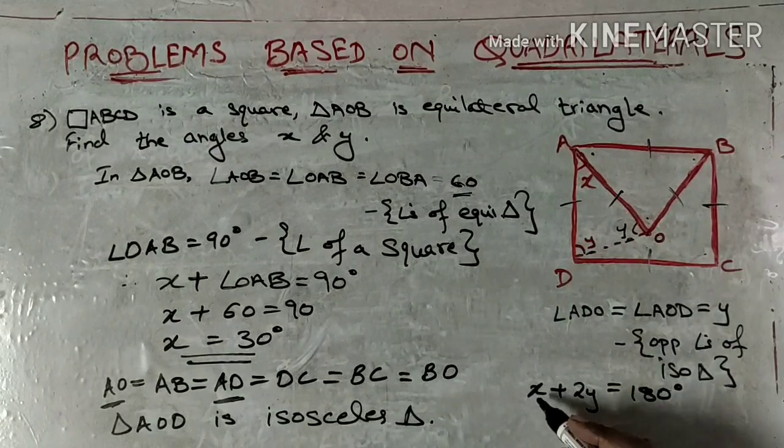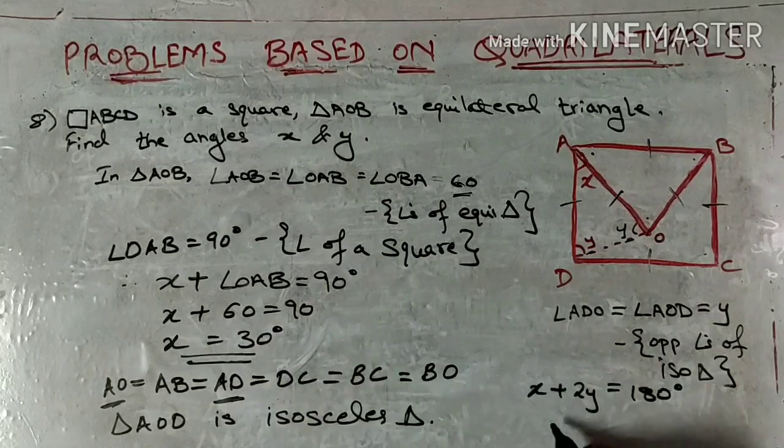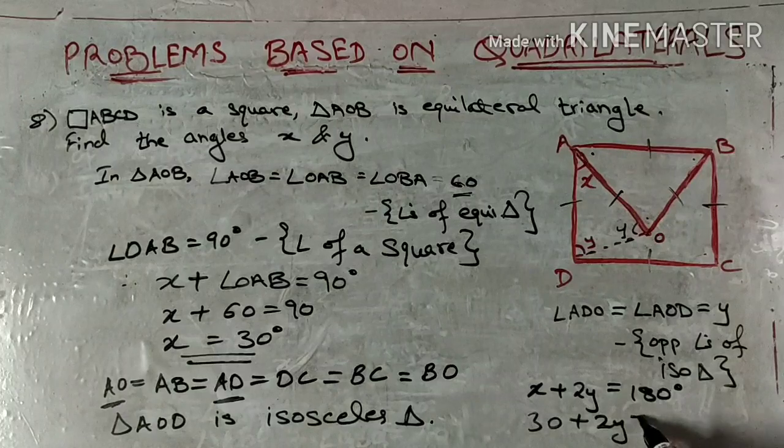We don't know y, and we know x because we have just found x. So 30 plus 2y is equal to 180 degrees. This 30 gets subtracted on the other side. 2y is equal to 180 minus 30, 150. Therefore y becomes half of 150. Therefore y is equal to 75 degrees.